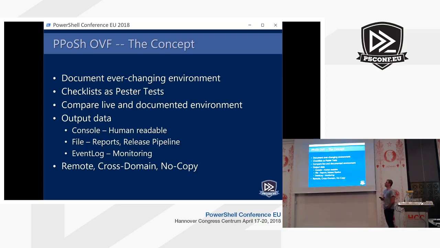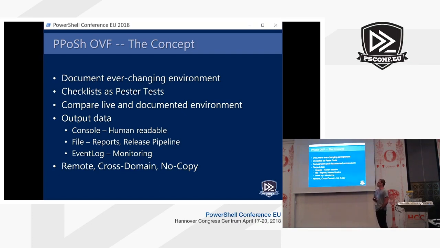Okay, going further, the output data. I wanted to have a console for live troubleshooting. I have to troubleshoot the service now. I want to check it now, whether it complies with the status that it should have from the documentation. I want to have the output to file for in-time reports, whether the service was properly configured a month ago, what changed within the month.